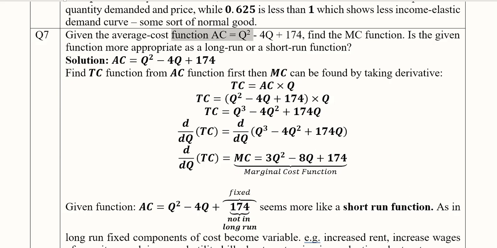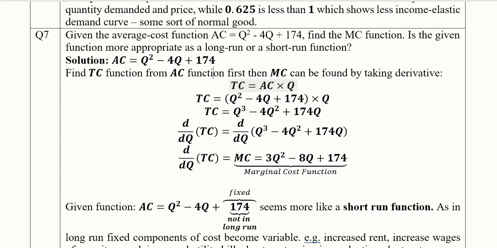We are given an average cost function. We are required to find MC, that is marginal cost function, and we are also required to interpret this in terms of short run and long run. So this is the average cost function which is given. In order to find out the marginal cost from this, we need to find out the total cost from this firstly, and then we can take the derivative in order to get the marginal cost.